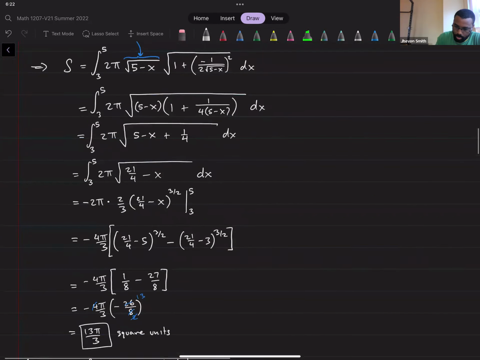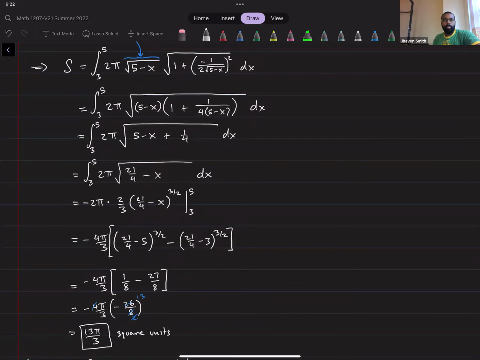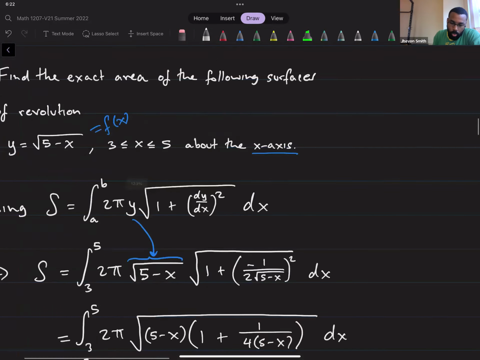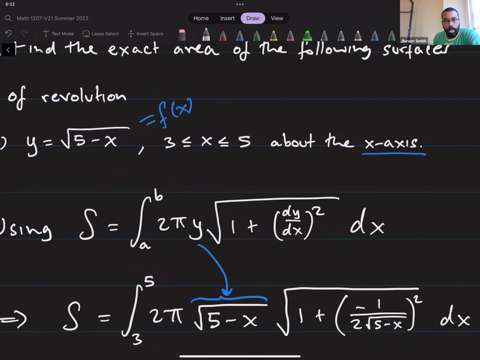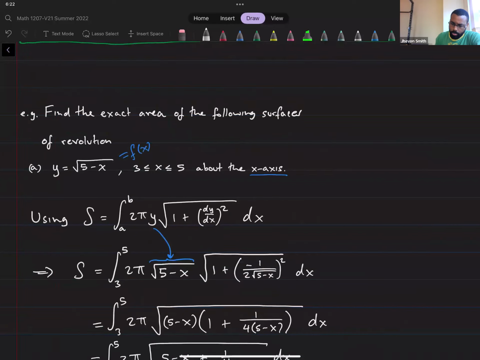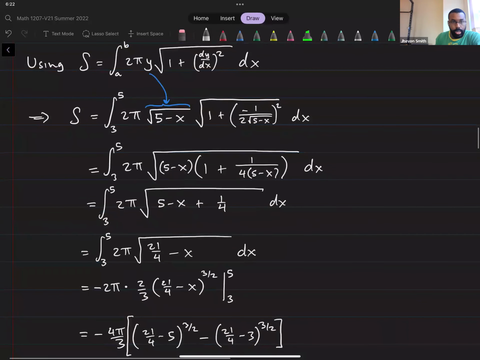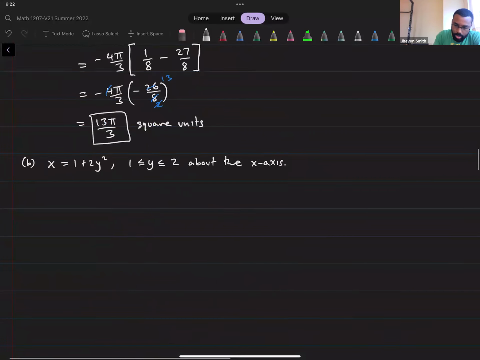Okay. So that's our example for the first one. Given y equals f of x, you have limits on x. You're going around the x-axis. We're using this formula right here. Because I'm given y as a function of x and I'm given the limits on x, I would probably go with the dx version of the formula, which means I have to change my y to a function of x and then take the derivative of that, plug into the dy dx part, and then integrate that with respect to x. And this will be what we get. So I have another example here.